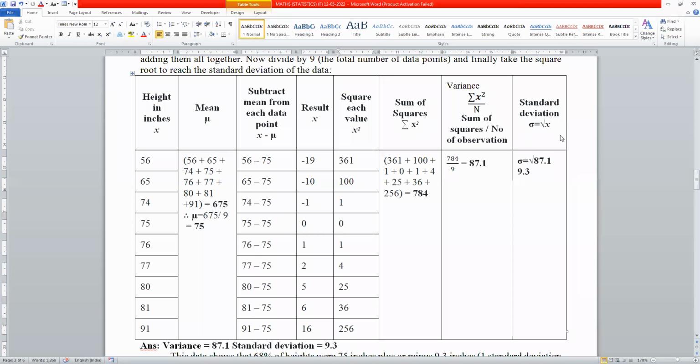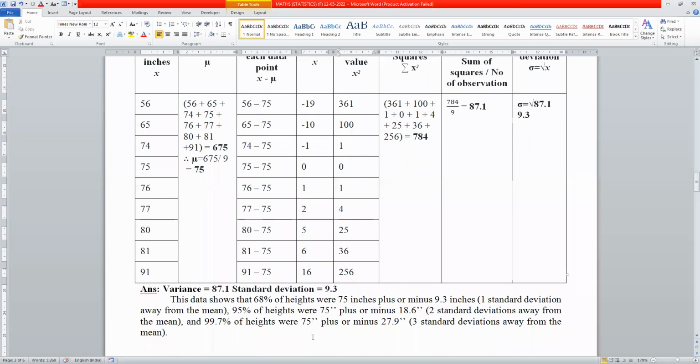And what is the standard deviation? Standard deviation is the root of variance. That means if you take the square root of 87.1, you get 9.3. So 9.3 is the standard deviation. I hope all of you could follow what I wanted to express. So the variance is 87.1 and the standard deviation is 9.3.